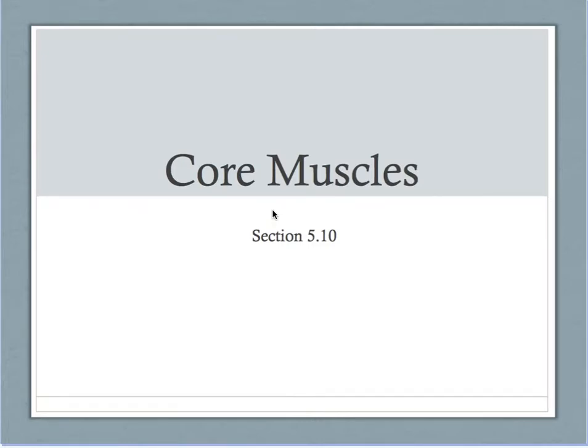And thank you for joining me for the last lesson on the muscular system for this course. Today we're going to talk about core muscles and how aging impacts your muscles.